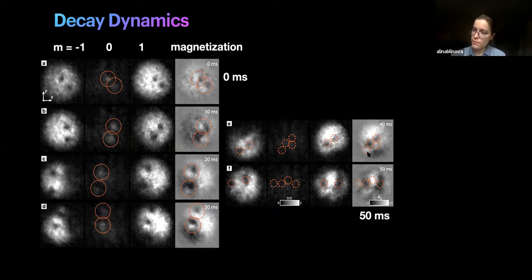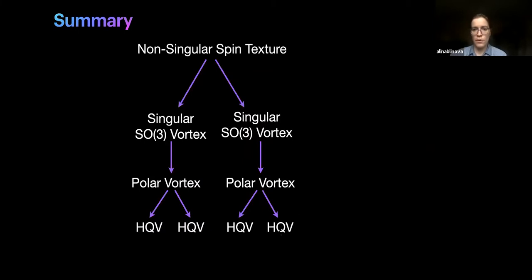So in summary, the 2 projects that we've done, if we look at them all at a glance: we start with something in the ferromagnetic phase, which is just a rotation of your spin vector, a 4 pi rotation. It's a non-singular texture, which is continuously deformable to the ground state. And then through instability, we observe the decay of the non-singular texture into two singular SO(3) vortices.